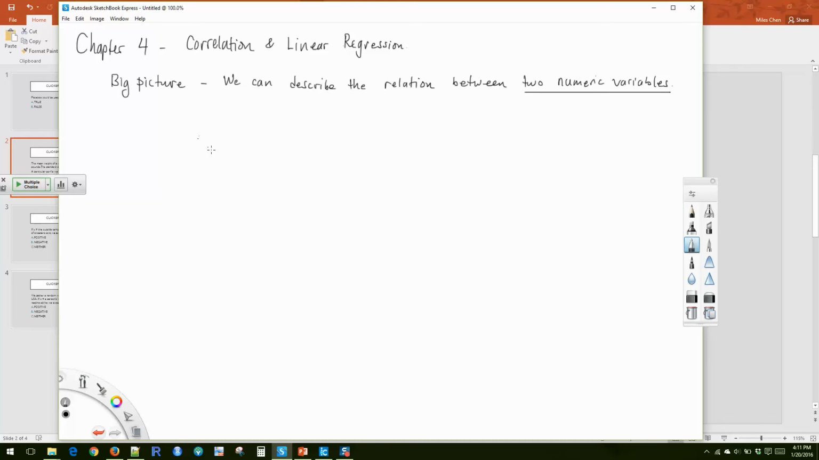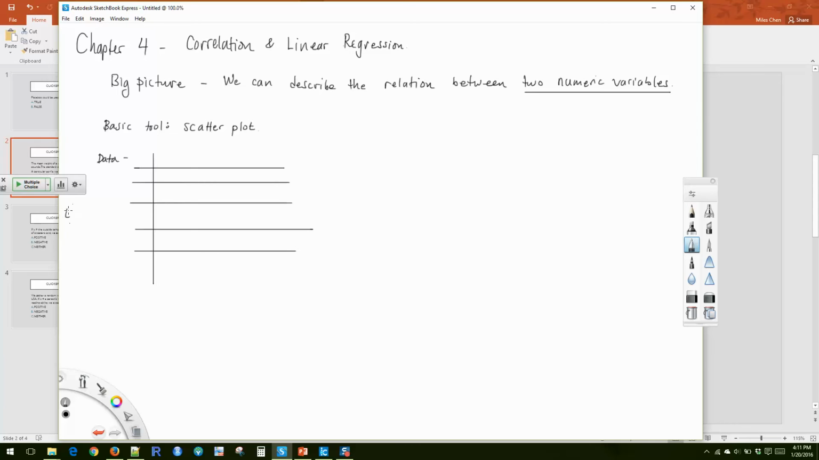Okay, and so our basic tool would be a scatterplot. Okay, so basic tool, the scatter plot, okay? And so, what we could do is, let's say our data comes from all the 50 states, okay? So we're going to have a row for each state. Okay, and then we're going to gather two numeric variables, okay?